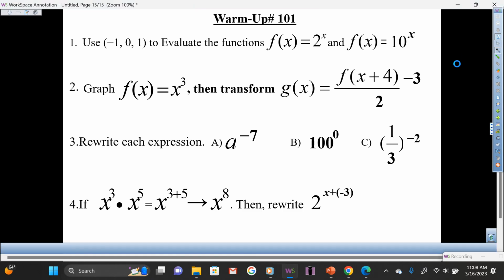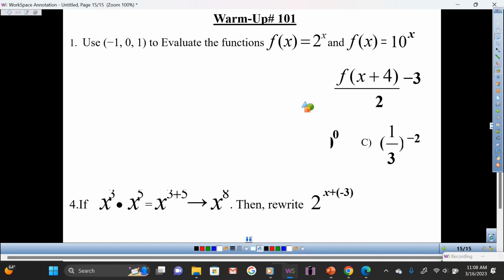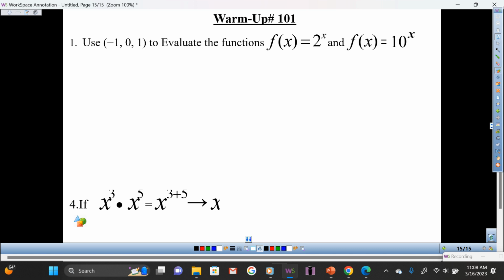All right, here we go. Number 1. It says, use -1, 0, 1 to evaluate the functions f of x equals 2 to the x power and f of x equals 10 to the x power. Now, I don't know if you noticed, it was a little bit different. I'm introducing a new function that's coming up pretty soon, not next week, but the following. So this is some of the work that you're going to need to have already down.